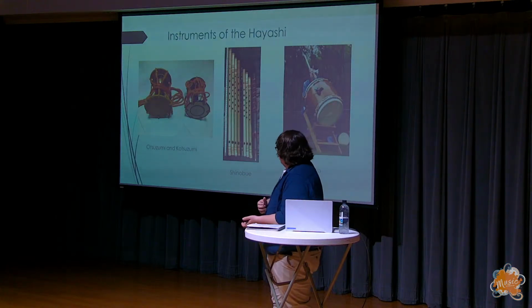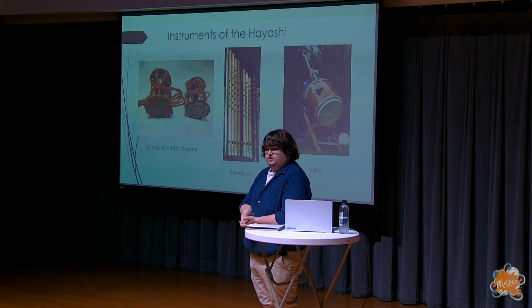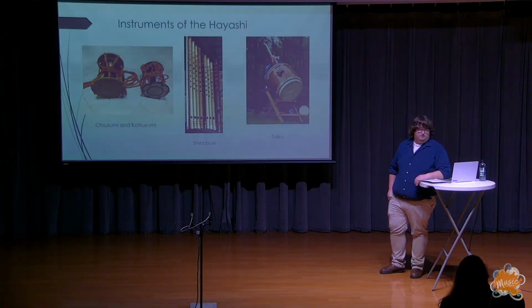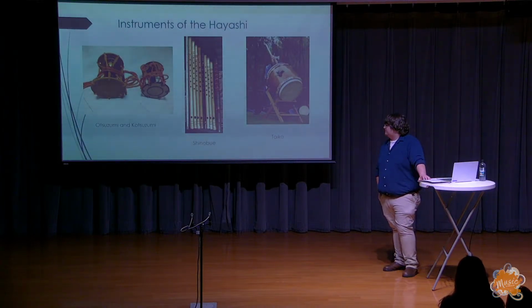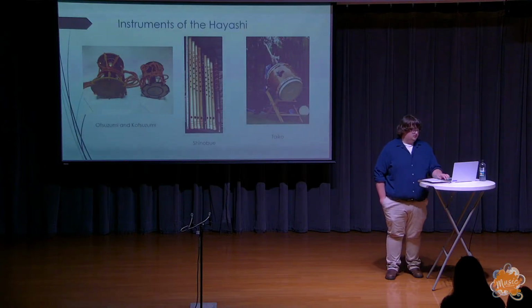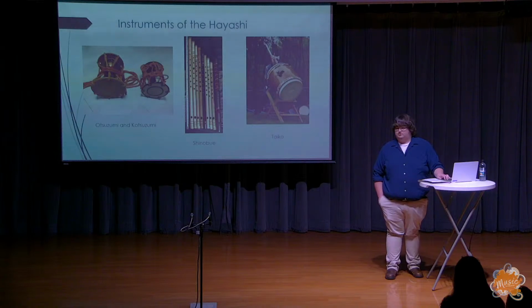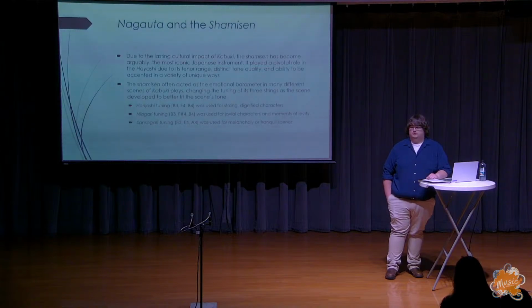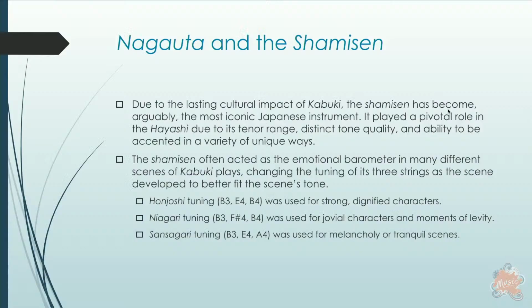And then in the middle there, we have several examples of the shinobue, which is a type of flute, as we can see in the picture. Shinobue come in all different sizes, different tunings. If you've seen many movies set in Japan of this time period, you've absolutely heard a shinobue. If not a shinobue, then a shakuhachi or a ryuteki. These instruments were just very iconic of that kind of sound. But a bit about the relationship between nagauta and the shamisen. The shamisen, likely due to the impact of kabuki, has become arguably the most iconic Japanese instrument.